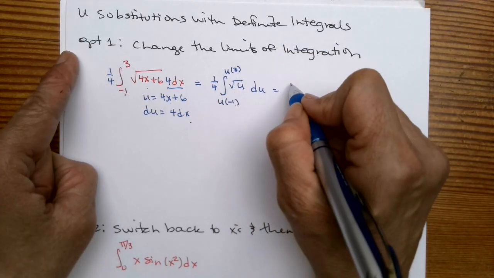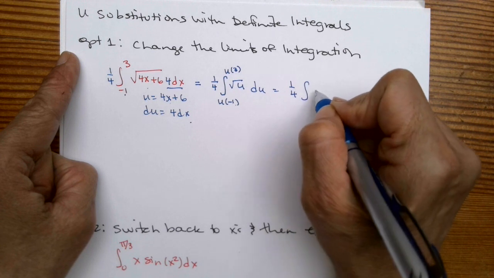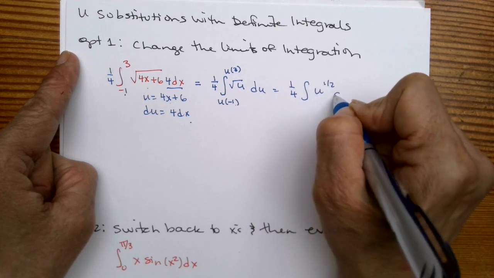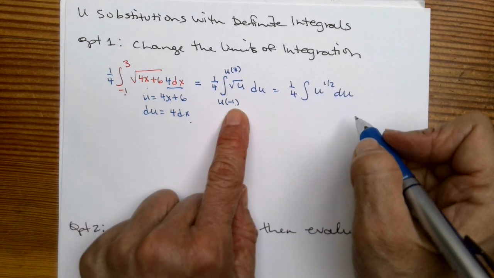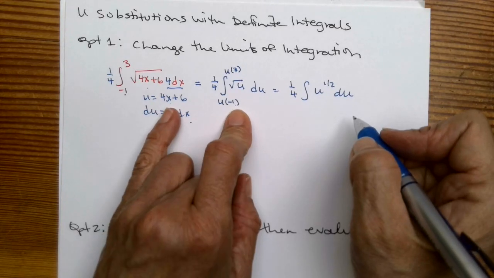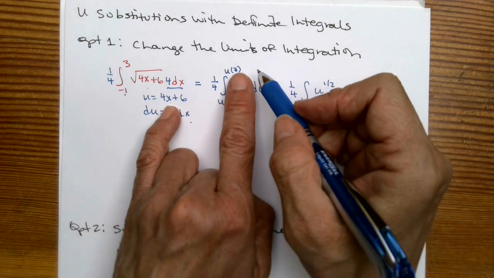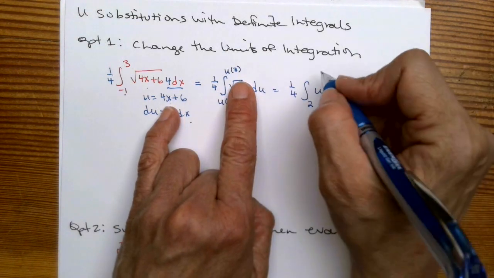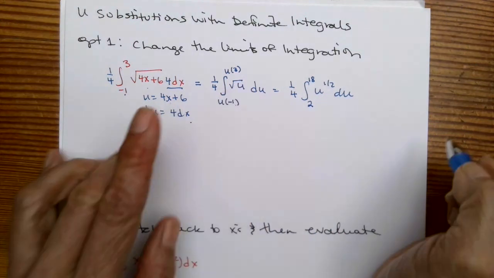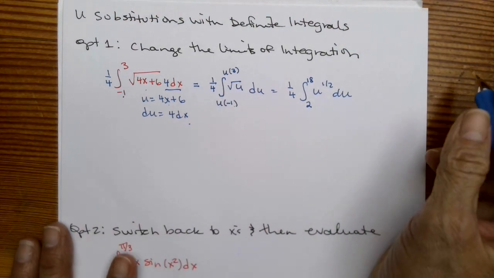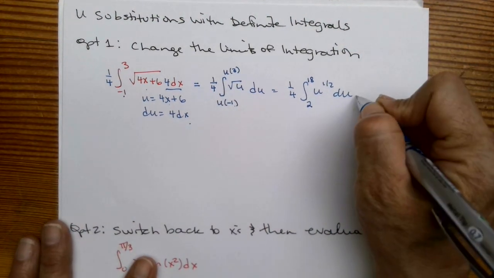Okay, so let's go ahead and I'm going to do one more writing of this. I have u to the 1/2 du, so I'm set up for power rule. And then u of -1: I've got -4 plus 6, so that's 2. And I plug in the 3, so I get 12 plus 6, that's 18. Now I'm all set up fully in u's, and I do not have to go back to x's at all.